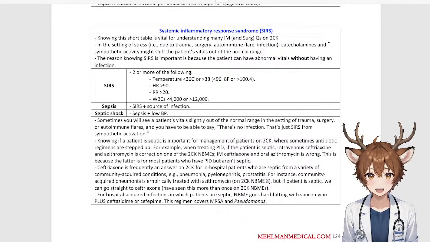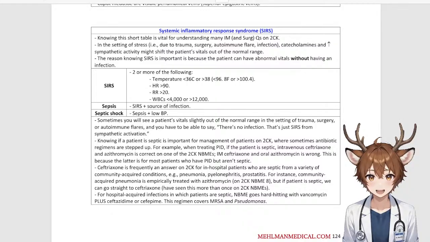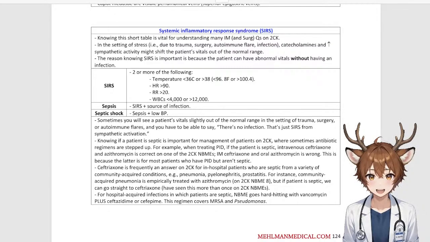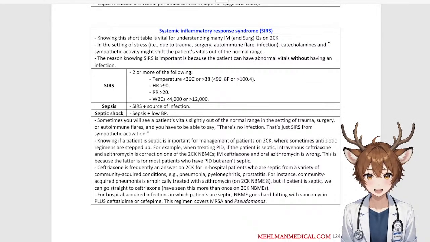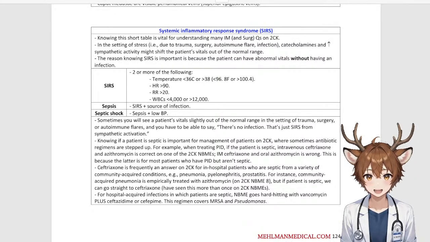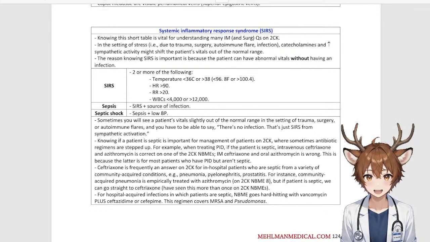For instance, community-acquired pneumonia is empirically treated with azithromycin on 2CK NBME 8, but if the patient is septic, we can go straight to ceftriaxone, and this has appeared more than once on 2CK NBMEs. For hospital-acquired infections in which the patients are septic, NBME goes hard-hitting with vancomycin plus ceftazidime or cefepime. This regimen covers MRSA and Pseudomonas.